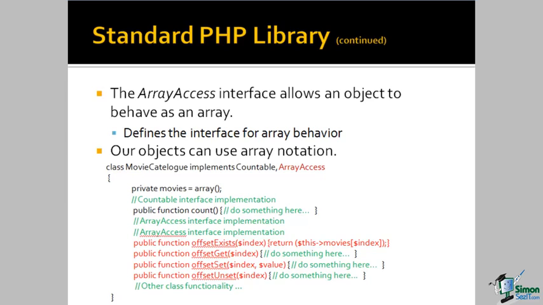And we have the count function from the Countable Interface defined as we've seen previously. The four methods we must define that are provided by the array access interface are offsetExists, offsetGet, offsetSet, and offsetUnset. We must provide functionality for these functions to do something. Obviously, we're implementing array access to provide array notation for our movie catalog class. So we want to implement these functions to provide that functionality for the users of our class. And the example here shows the implementation of one of those functions.